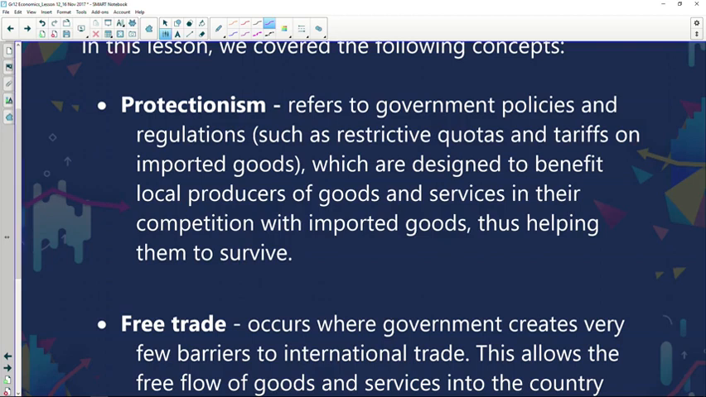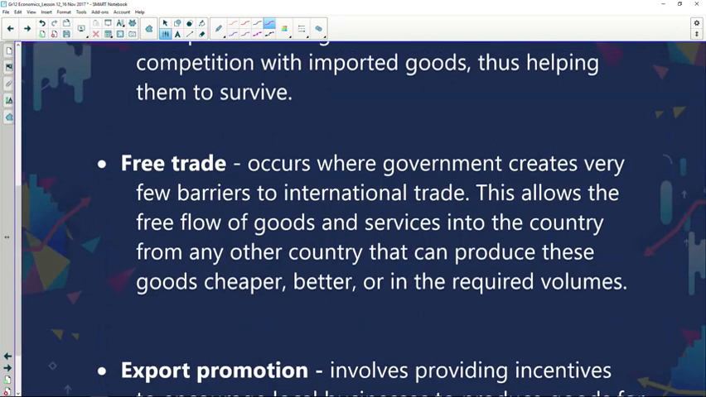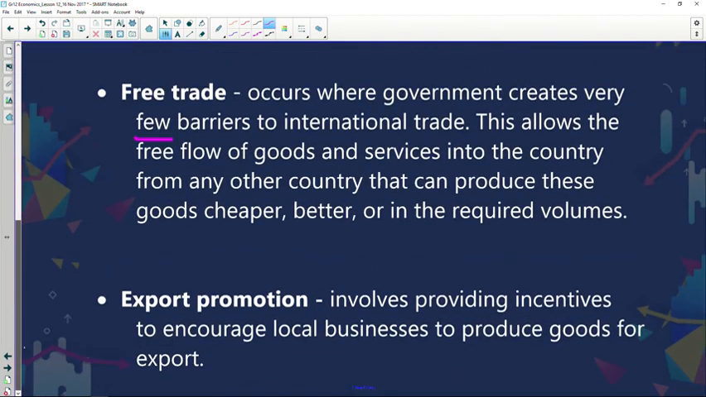And then for free trade, we said that free trade occurs where government creates very few barriers when it comes to international trade. We also looked at export promotion, which involves providing incentives to encourage local businesses to produce goods for export. Well, that's a wrap for today's lesson.